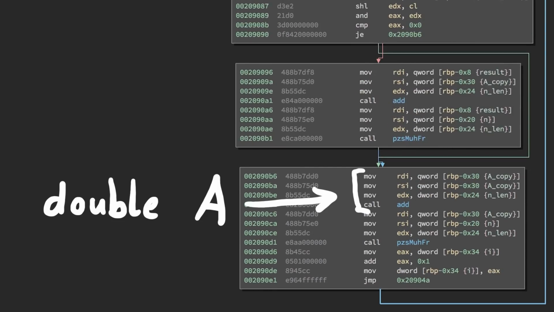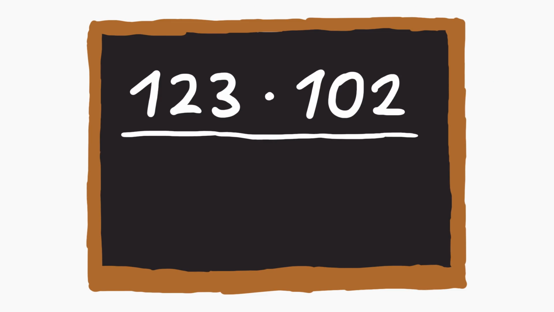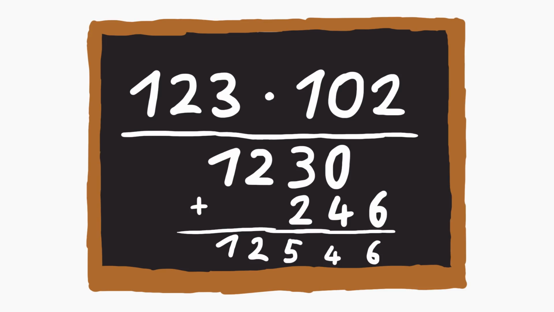So in every loop, we do a plus a, so we double it, and if a bit in b is set, we add this a to the result. If you don't see how this also implements multiplication, we have to go back to elementary math. Let's multiply two numbers, 123 times 102. So first we have to do 1 times 3, 2, 1, then 0, then 2 times 3 is 6, 4 and 2. Then we have to add these up.